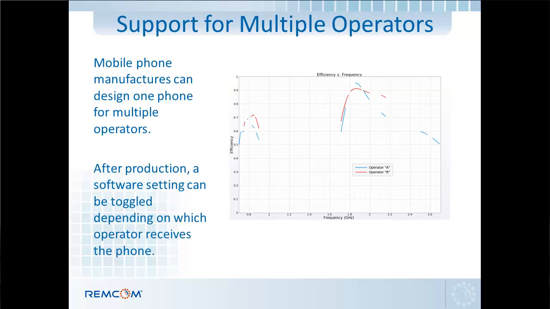Support for multiple operators means that a mobile phone manufacturer can design one phone and then sell it to multiple operators like Verizon, Sprint, AT&T. And so after the phone's produced, using a software setting, you can say that this phone is going to go to Verizon, and so I'm going to set the state of all the tunable components so that way we're getting the desired match for Verizon. If the phone was going to go to Sprint, well then there would be a different setting for the tuners to support the match that Sprint needs. Currently, this is difficult to do just because of the level of complexity of meeting all the operators' needs with a single matching network.